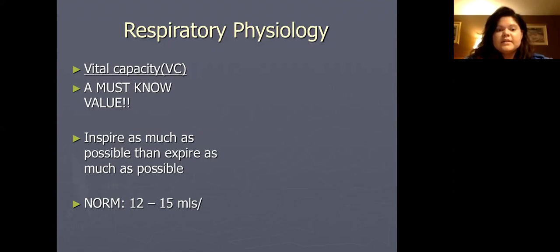Your vital capacity is a must-know value, super, super important. A normal is 12 to 15 mils. That's inspired as much as possible, and then expire as much as possible.